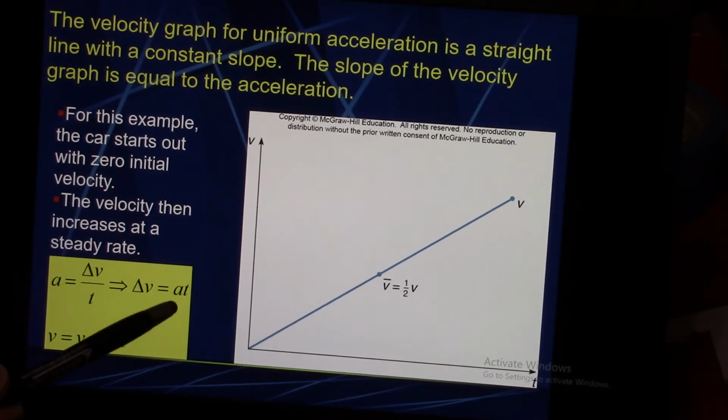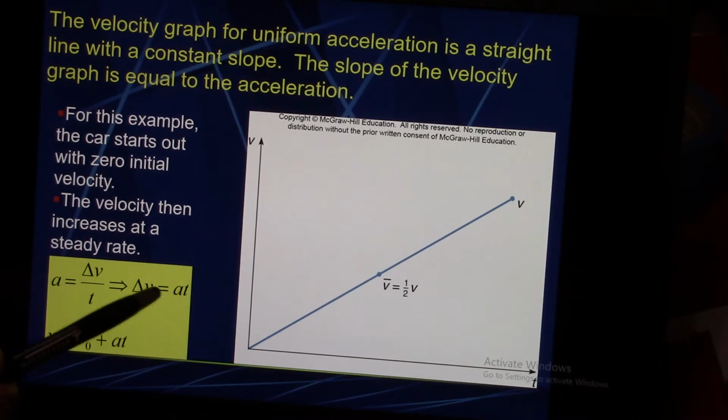Here we have AT. Well, look, right here, it's telling you AT is equal to the change in velocity. So you just put it there, see?